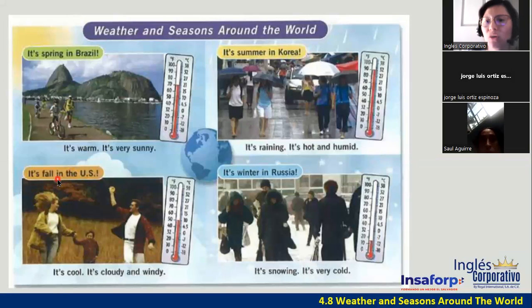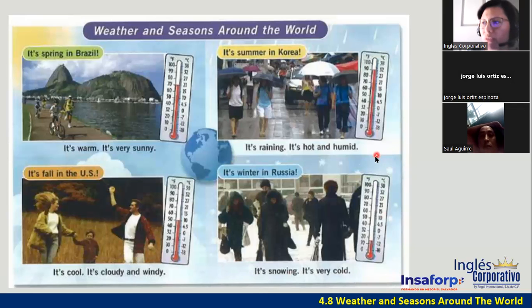Then, when we talk about fall, we can use the adjectives cool, cloudy, and windy. Cool, cloudy, and windy, right? So these three, okay, they describe fall. So es fresco, cool es fresco, ¿verdad? Cloudy, nublado, windy, con viento. And then we have winter, but winter is different in other countries because there's snow, ¿verdad? Hay nieve. It's snowing, it's very cold, right?